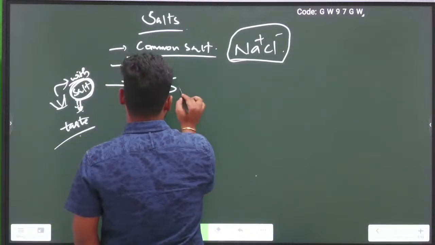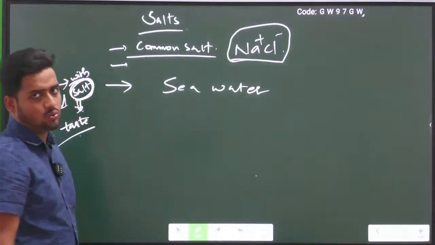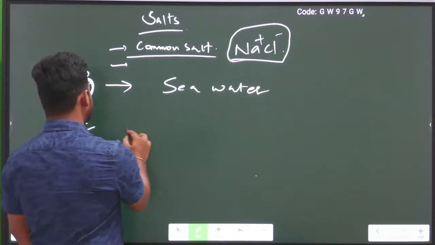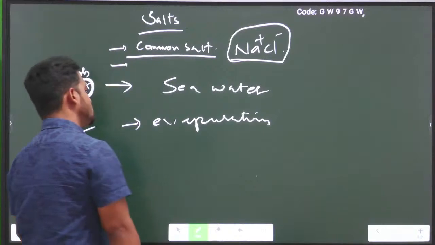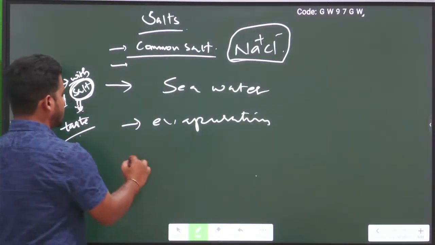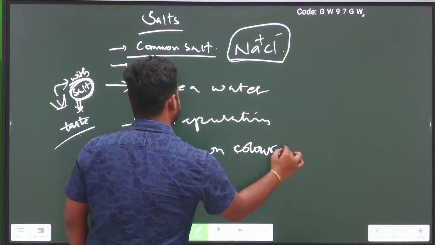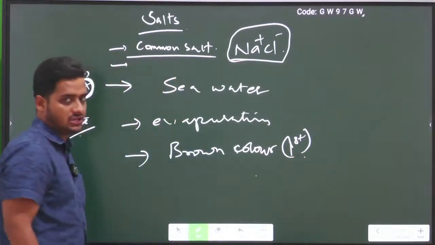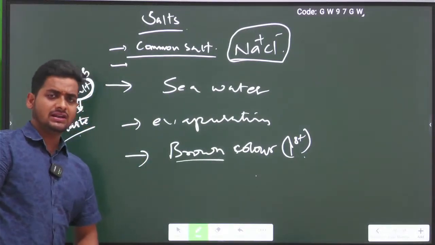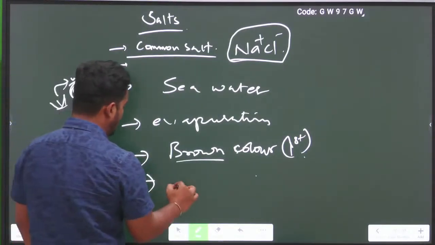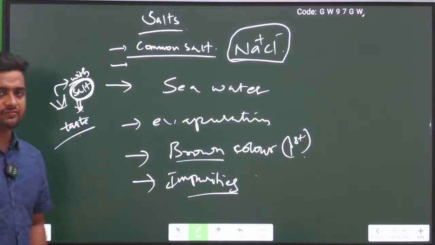Common salt we can get from sea water. Yes or no? Common salt we can get from where? Sea water, by the process called evaporation. By this process we can get salt. The salt which we are getting is brown in color before purifying. This brown color is due to the presence of impurities.